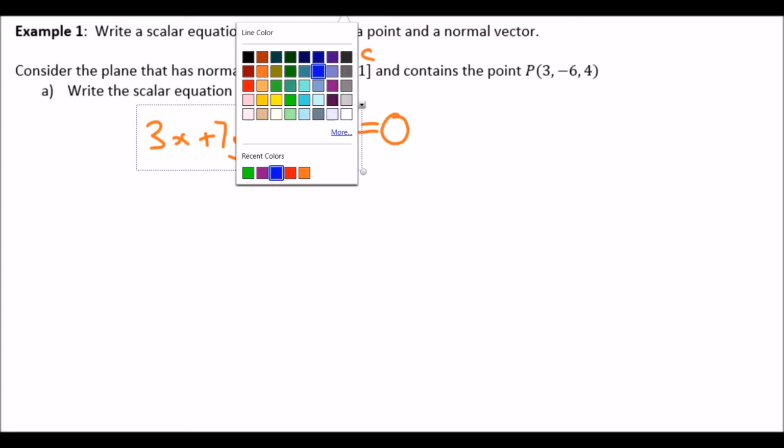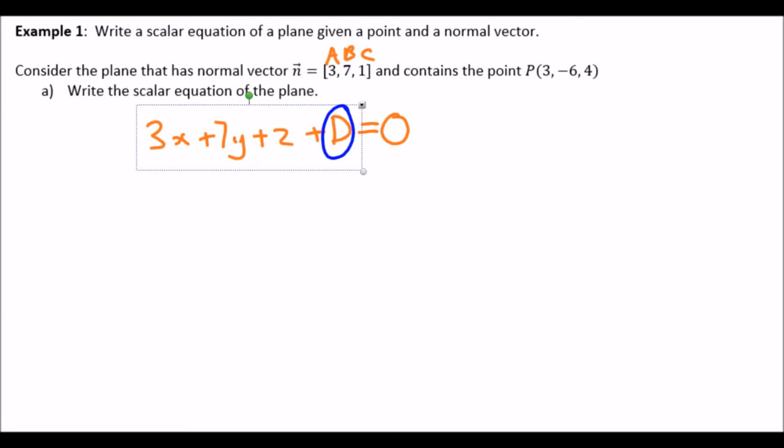Well, how do I solve for that guy there? I'm going to use this as my x, y, and z, sub it in, and solve for d. So I'm going to have 3 times 3 plus 7 times negative 6 plus 4 plus d equal to 0. If I do this quickly, 9 minus 42 plus 4 plus d equals 0. So here, if I solve this quickly, I get d is equal to 29.